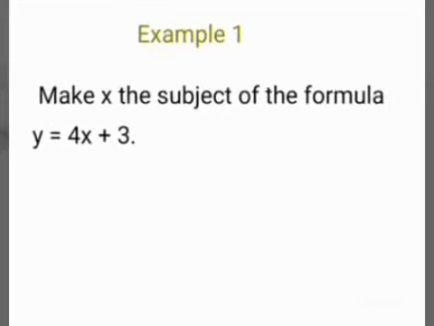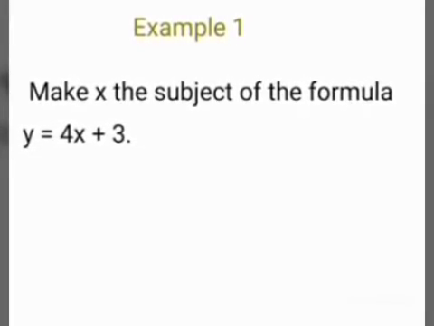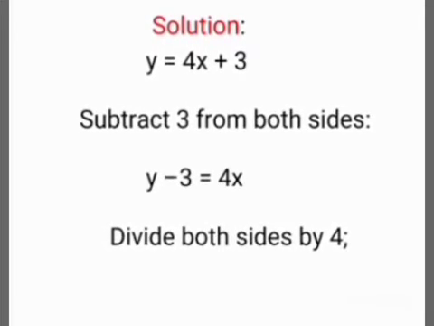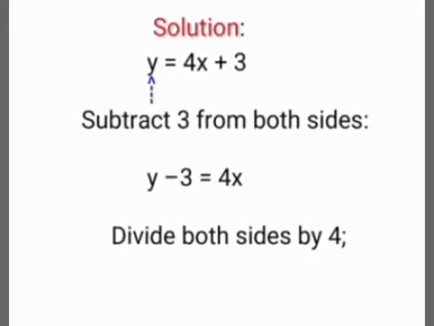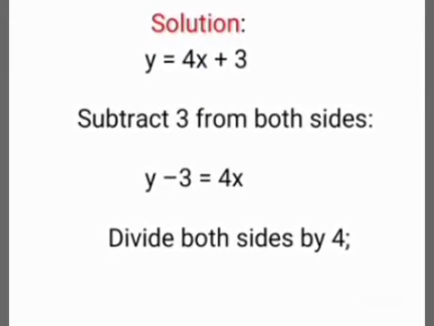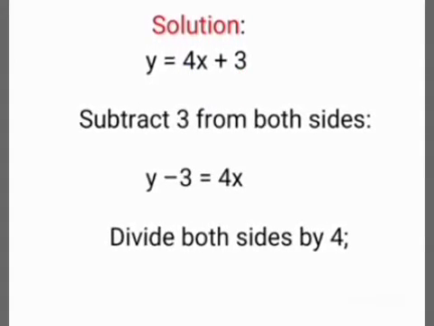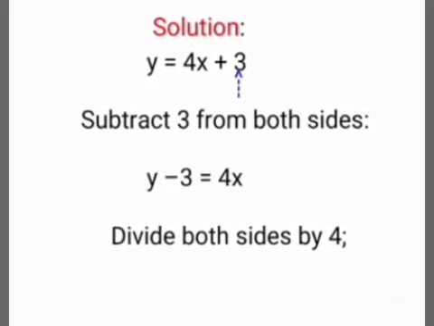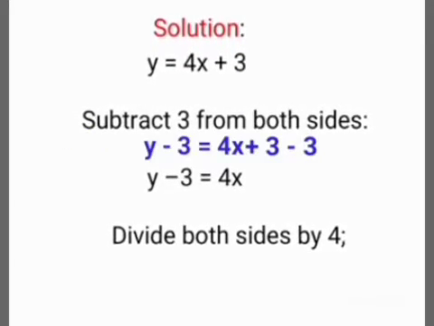Example 1. Make x the subject of the formula y equals 4x plus 3. Solution. y is the subject of the equation because it stands alone on one side. To make x the subject of the equation means let x stand alone on one side. If this must be, 4 and 3 must move over to the other hand side. To move plus 3 to the other side of the equation, subtract 3 from both sides.